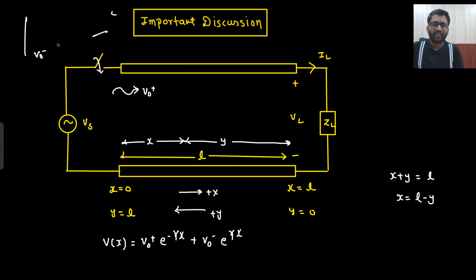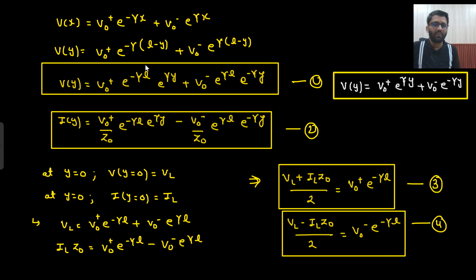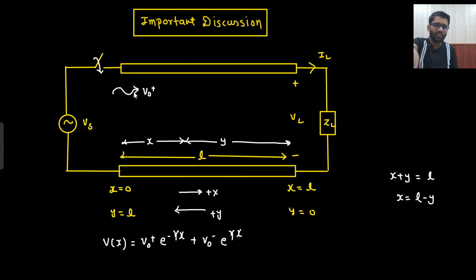So now I am deriving the equation with respect to y again. I started with this one: just as I close the switch, V naught plus is generated here. At x equals to 0, V naught plus is generated, or I can say at y equals to L, V naught plus is generated. If it travels down along x, then this is the equation, V naught plus e to the power minus gamma x, and then V naught minus will be generated. With respect to that, you will write V naught minus e to the power plus gamma x. If this is V naught plus, then this would be V naught minus.